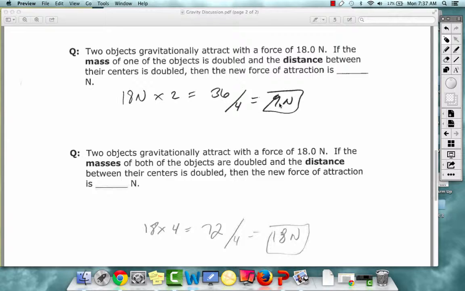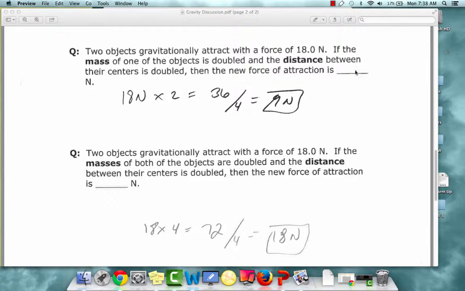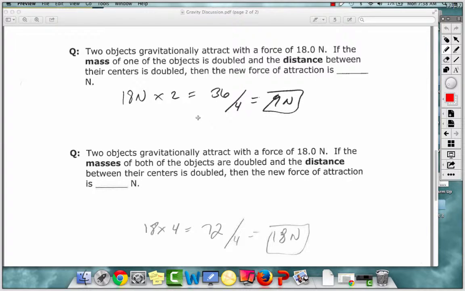If the mass of one of the objects is doubled, and the distance between their centers is doubled, then a new force of attraction is blank newtons. All right, I kind of take this as a step-by-step approach. If we go back to our if-then chart, if the mass goes up, what happens to the force? Because that's the first thing that says happens, is the mass of one of the objects is doubled. Then the force must go up, right? Because it's a direct relationship.